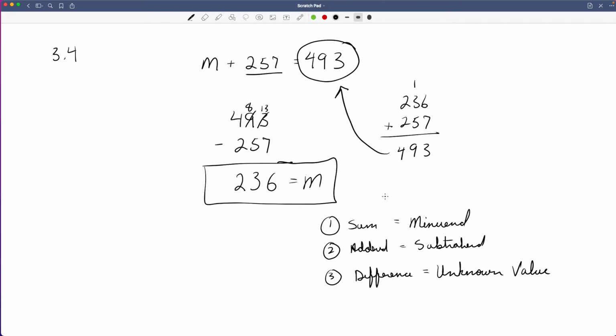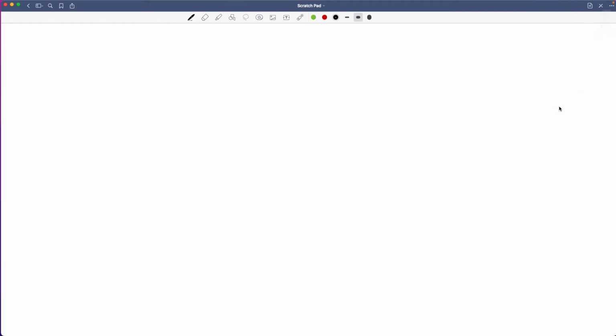All right, so those are the steps. You turn the sum into the minuend. You turn the addend that you know into the subtrahend, you subtract, and the difference becomes the unknown value that you were looking for. So let's look at one more. Let's look at subtraction. What happens when we have subtraction instead of addition? Let's look at problem 3.5.